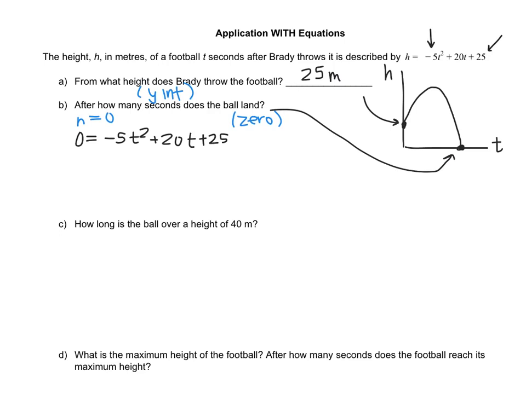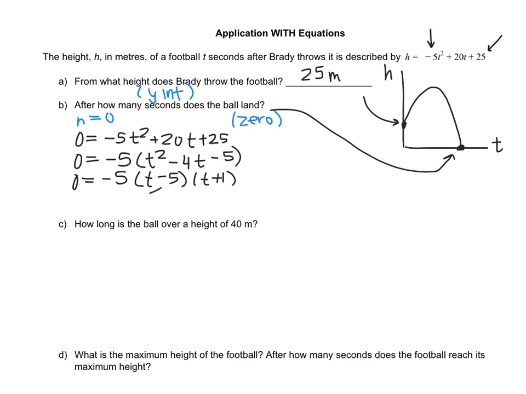And we should remember that to solve a quadratic relation or to solve for the zeros, we have to factor. So the first thing I notice is that there's a common factor of negative 5. So I'm going to factor that out, and I'm going to be very careful with my signs. So 20t divided by negative 5 will be negative 4t. 25 divided by negative 5 is negative 5. Now I have a simple trinomial in my brackets. So I'm looking for two numbers that multiply to negative 5 and add up to negative 4. So that would be negative 5 and positive 1.